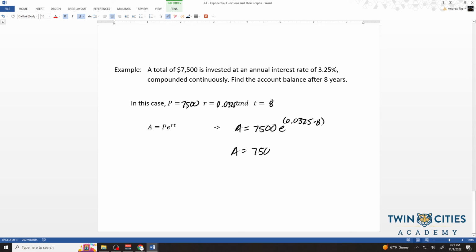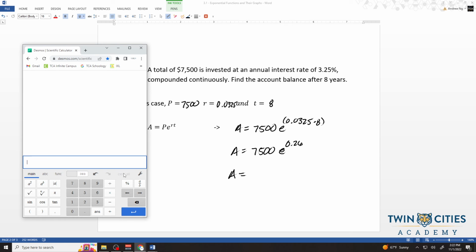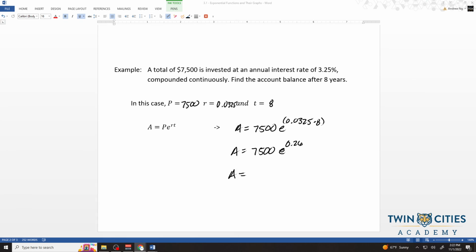A equals 7,500 e to the 0.0325 times 8, which is 0.26. Now I'm ready to put that into a calculator. 7,500 times e to the 0.26 is 9,726.975, or we'll round that up to 98. So that is $9,726.98.